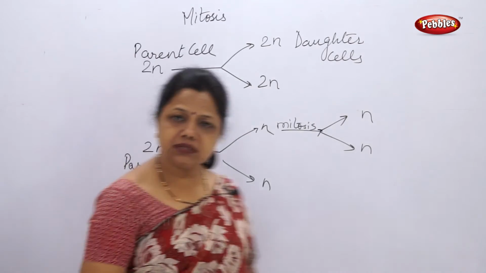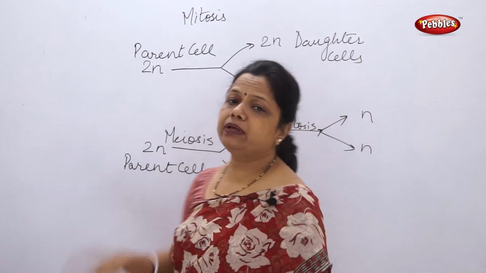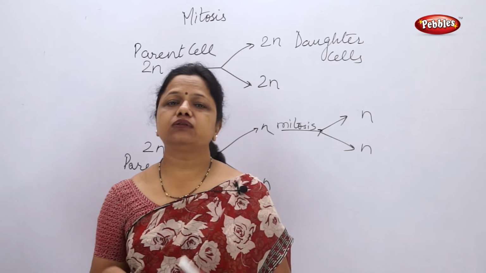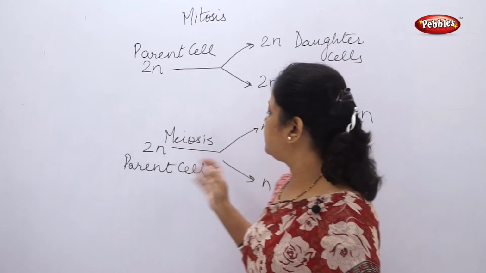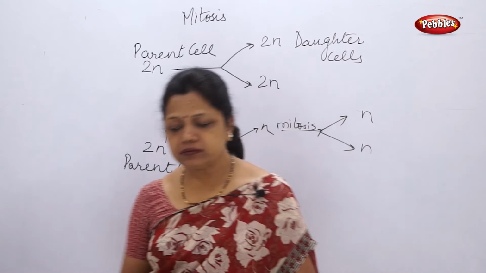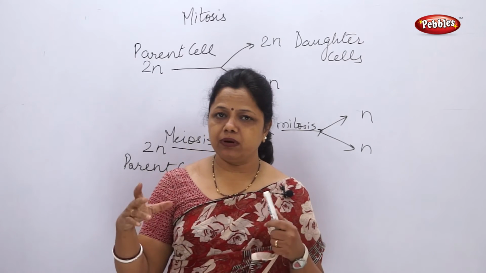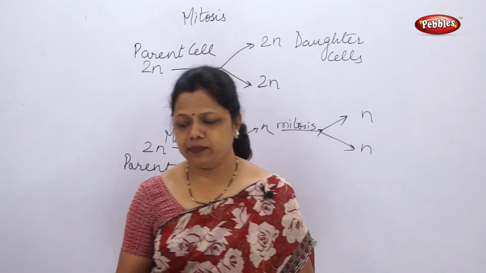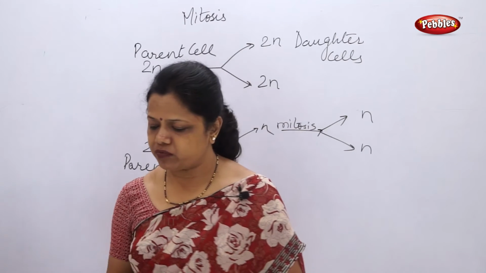The difference is that mitosis happens in the somatic cells, for growth and development, but meiosis happens in the reproductive cells, which actually produce the haploid gametes, the male and female gametes, for reproduction.